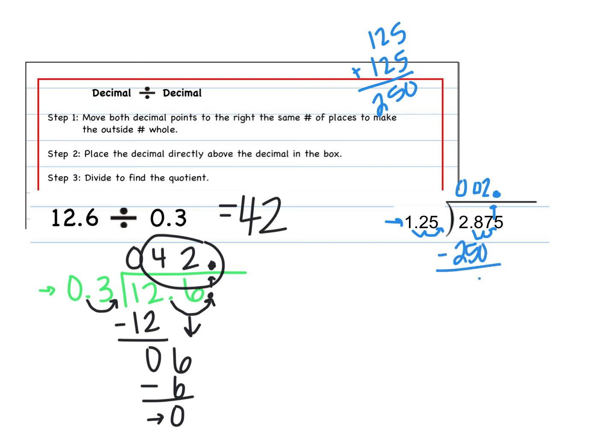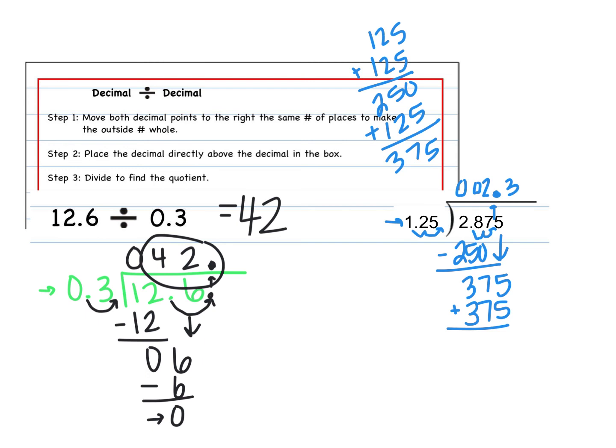Subtract 7 minus 0, 8 minus 5, 2 minus 2. Bring down the next number. So now how many times does 125 fit into 375? Well, 2 times was 250, so if I add another 125, that will be 375. So it fits in there exactly 3 times. 3 times 125 is 375.